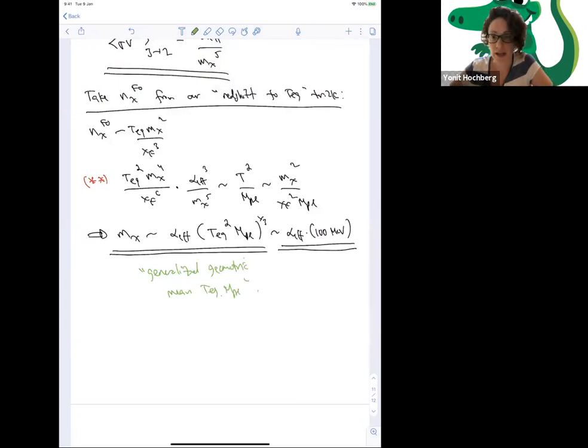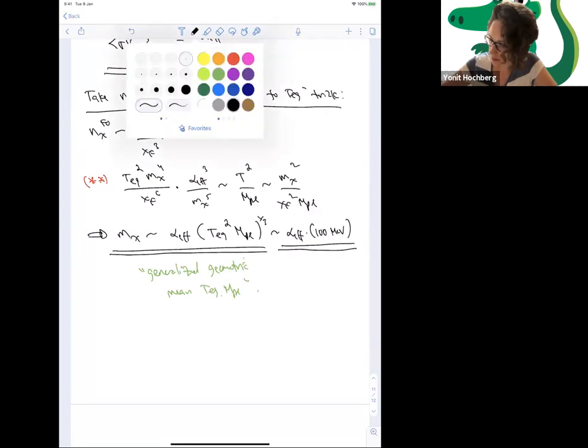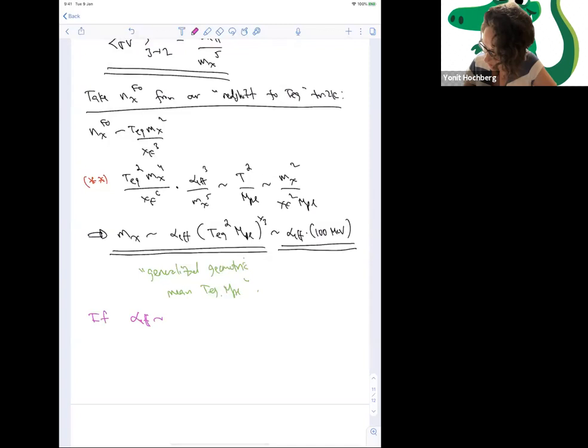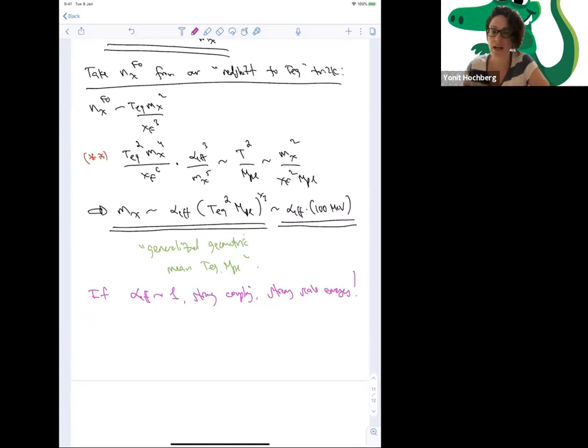Now it happens to be the case that if this alpha effective, if this coupling is of order 1, of order a strong coupling, then the strong scale emerges. So instead of a weakly interacting massive particle, where a weak coupling gave us the weak scale, now we have a strongly interacting massive particle, where a strong coupling gives us the strong scale. So instead of a WIMP, we call this a SIMP. This is what's called the SIMP miracle.